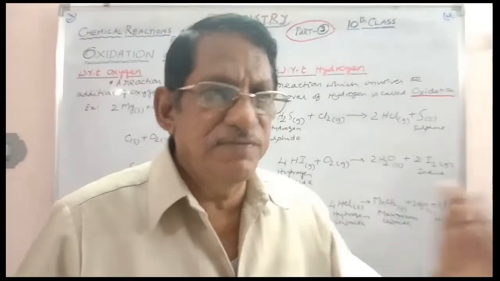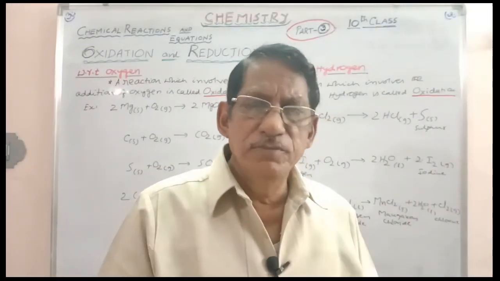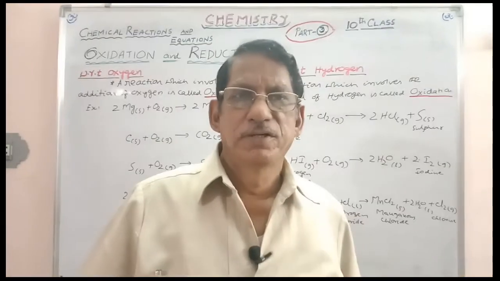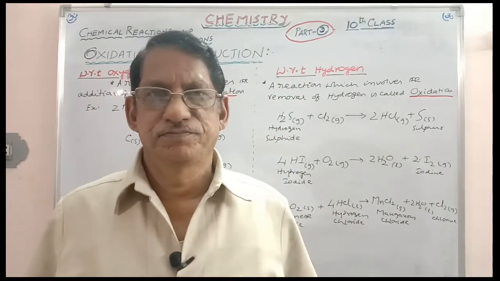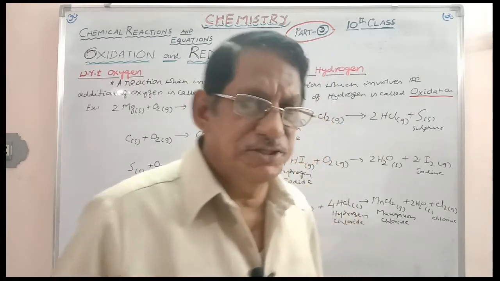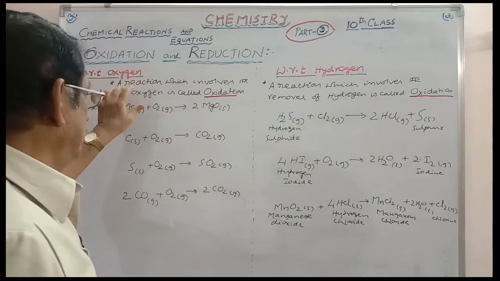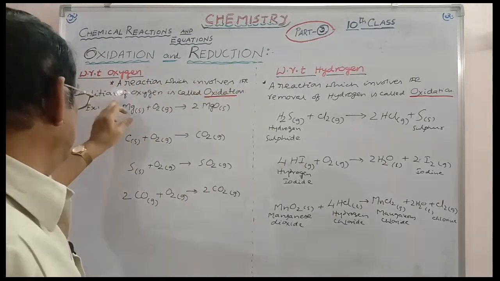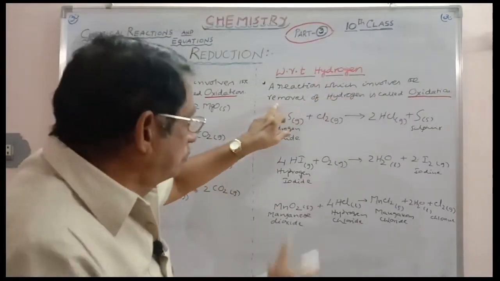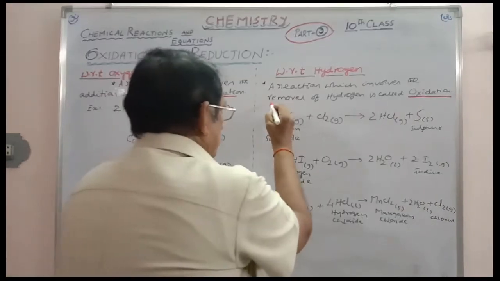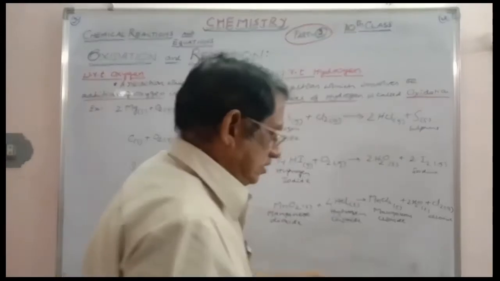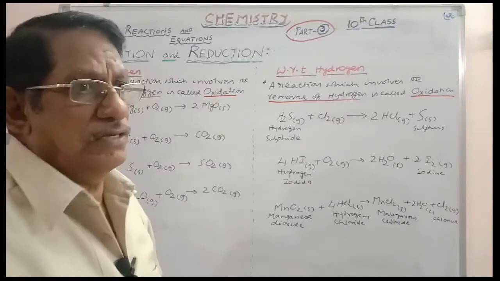Don't forget, addition of oxygen is called oxidation. Removal of oxygen is called reduction. Similarly, addition of hydrogen is reduction. Removal of hydrogen is oxidation. So, the definition with hydrogen is quite opposite to the definition with oxygen. Here, with respect to oxygen, a reaction which involves the addition of oxygen is called oxidation. And a reaction which involves the removal of hydrogen, that is also called oxidation.